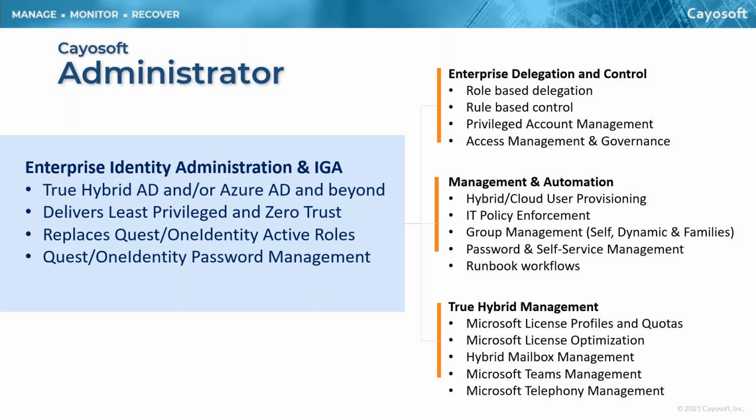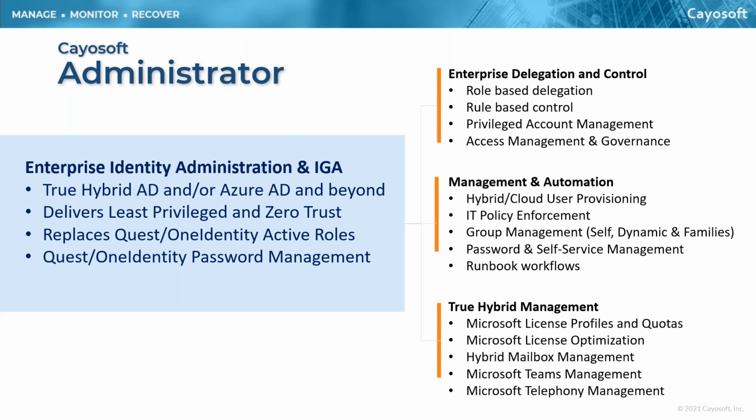Obviously, group management automation is really, really big. So we do provide self-service group management. So one interface for all your on-premise groups and your cloud groups or your Microsoft Teams. We also build groups and automatically populate groups with dynamic groups and families. We provide self-service, I mentioned, and we do have runbook workflows, so you can automate tasks using these things we call a runbook. And then finally, sort of more advanced stuff, we do full license management for Microsoft.